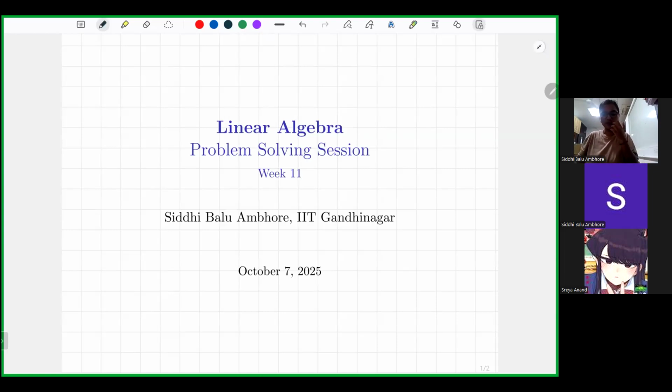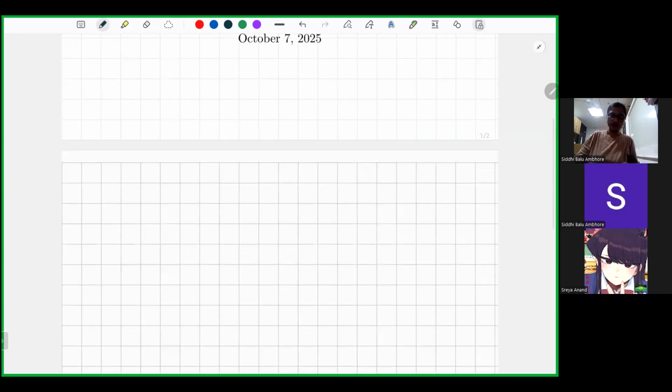I'm Siddhi Balgambore from IIT Gandhinagar, and today we will discuss problems related to syllabus from week 11, that is, problems related to permutations, inversions, and determinants. So let us start with our first problem.